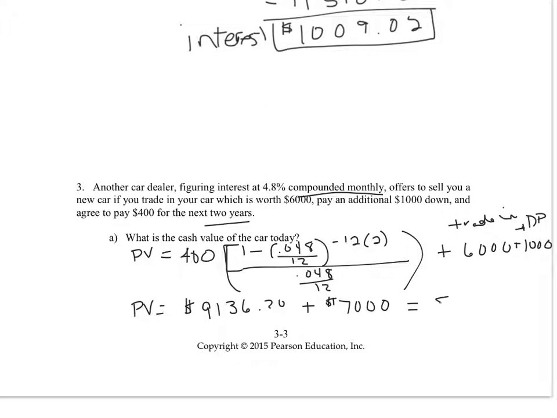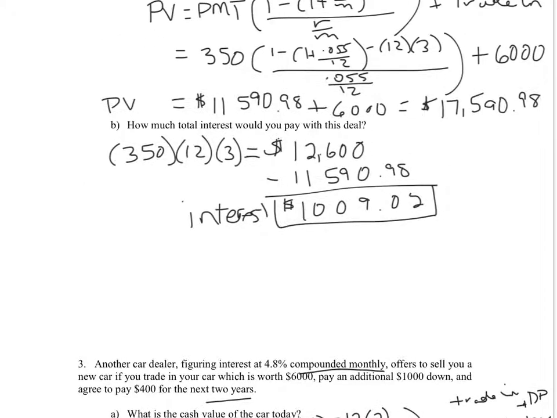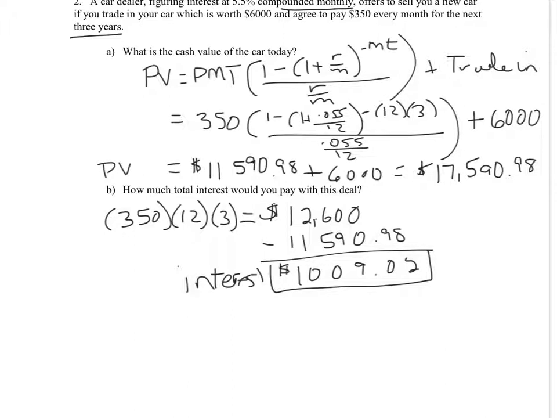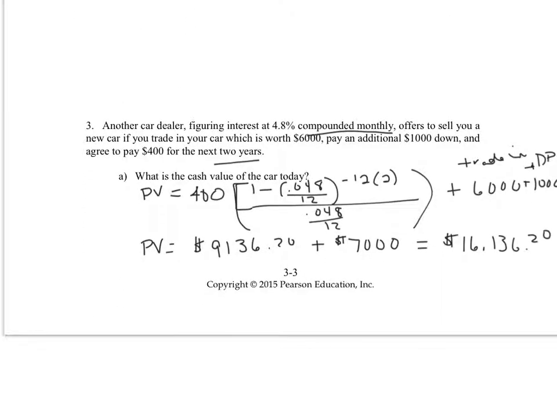But then we still have to add the $7,000 between the trade-in and the down payment, and that will give us a value of $16,136.20. Now remember, we're comparing that to this value up here of $17,590.98. If you look on the surface, where's your better deal? Well, I think it's safe to say that the second car is actually a better buy, but there are other things we should consider. So let's go to the next slide.